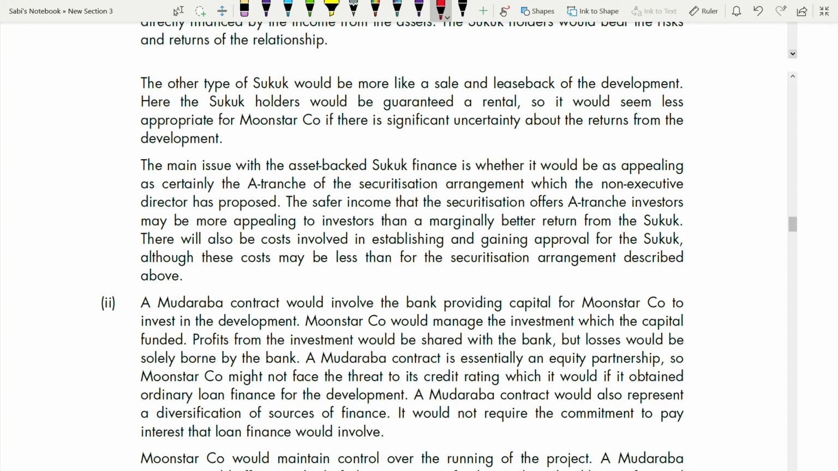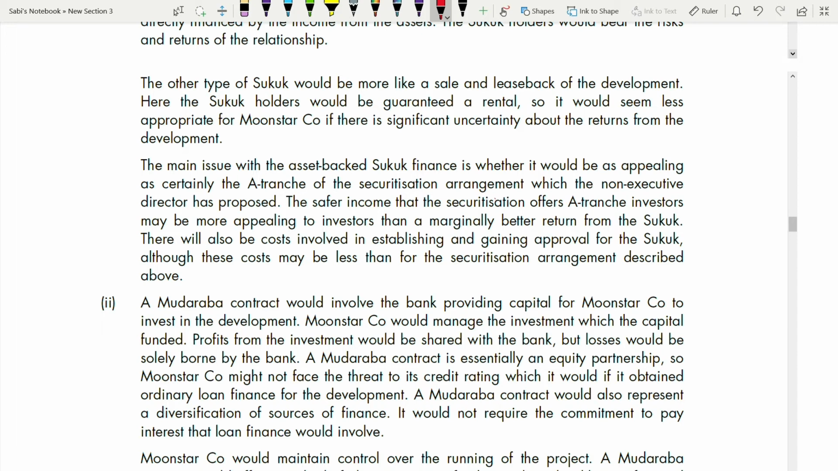So now the main issue with asset-backed sukuk finance is whether it would be as appealing as certainly the A tranche of the securitization arrangement, which the non-executive directors proposed. The safer income that the securitization offers a tranche investor may be more appealing to investors than a marginally better return from the sukuk, right? There will also be costs involved in establishing and gaining approval for the sukuk, although this cost may be less than for the securitization arrangement described above. So this is how you need to talk about the advantages and disadvantages of both sukuk and securitization. On the other hand, if you are saying advantage, again you have to talk about disadvantage, right? So the advantage of sukuk is what? Even though it is less costly, the disadvantage is that it, right?